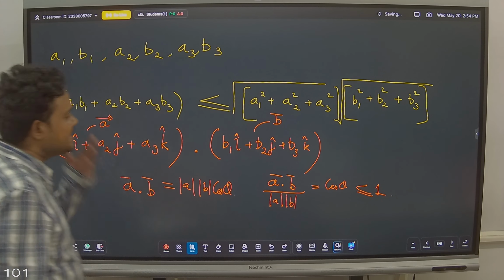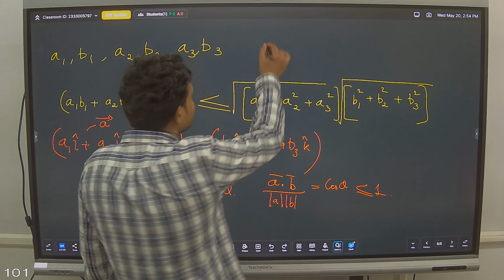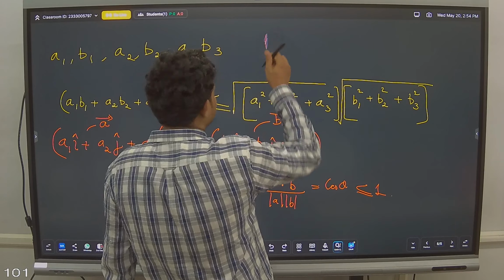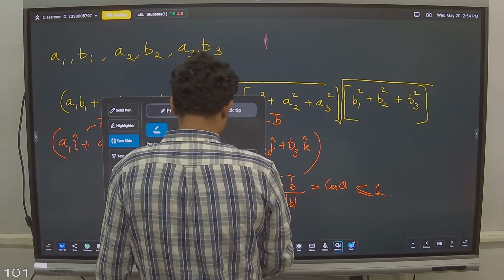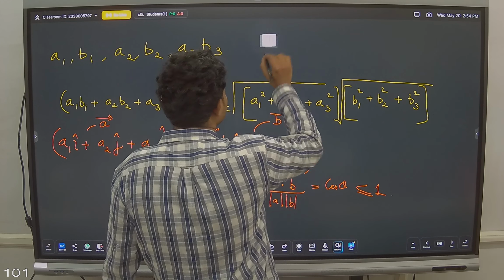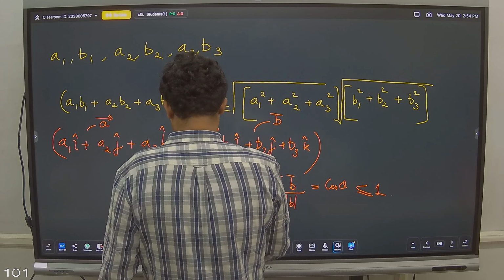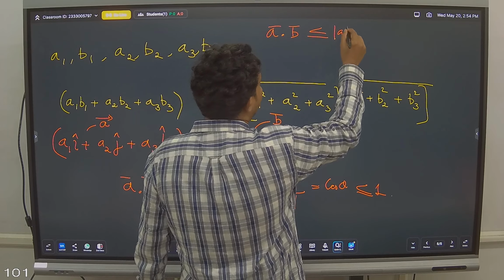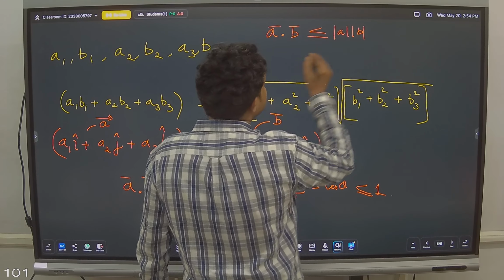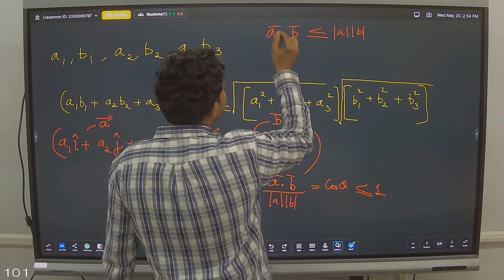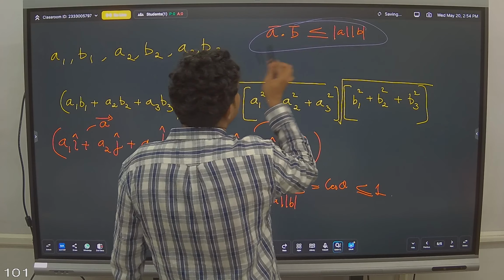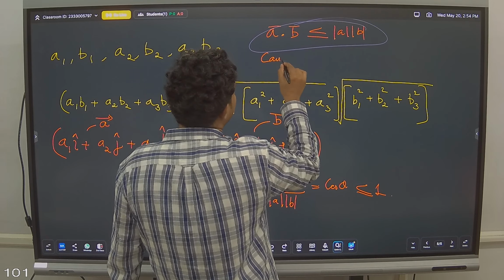Okay. This, A dot B less than or equal to mod A mod B, is called the Cauchy-Schwarz inequality.